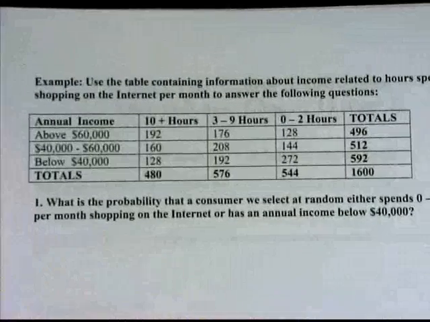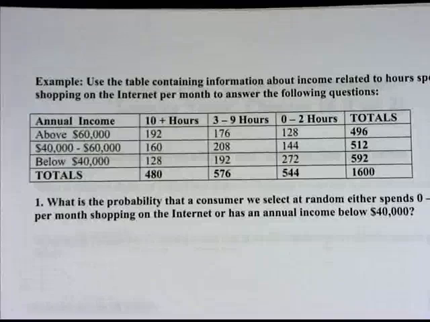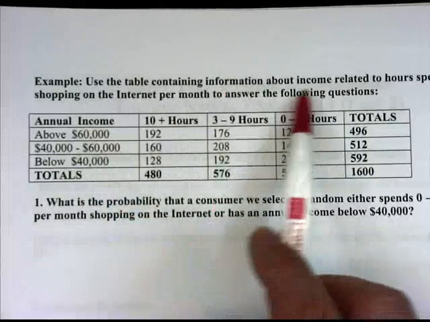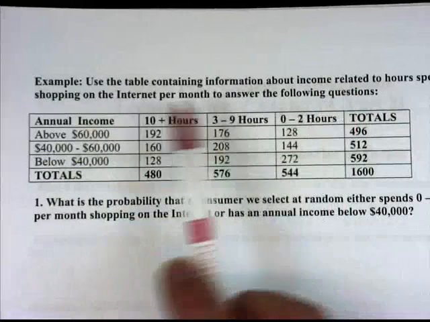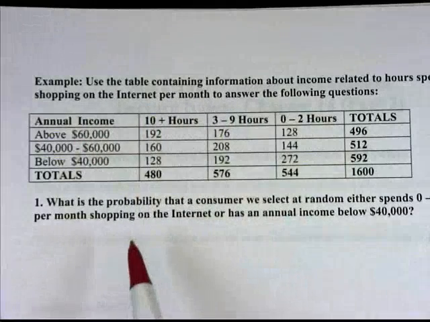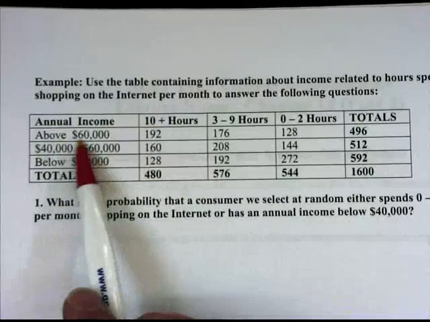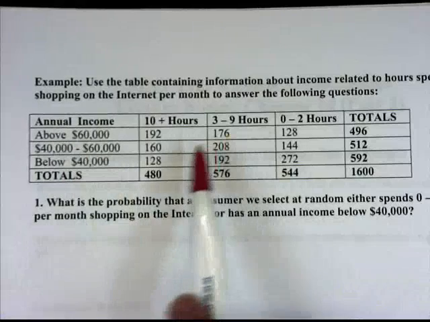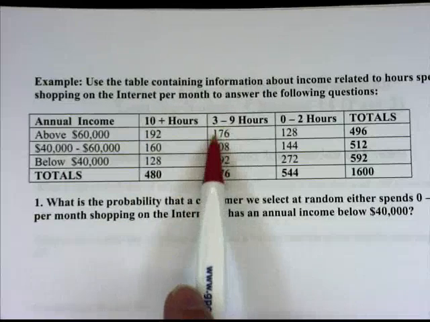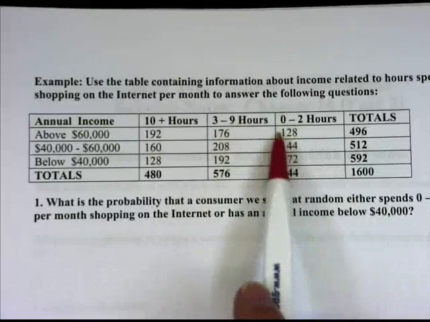And for our next example, we want to use this table for the next set of examples. Use the table containing information about income related to hours spent shopping on the internet per month to answer the following questions. If folks have an annual income above 60,000, this many spent 10 plus hours shopping online, this many spent between 3 and 9, this many spent between 0 and 2.